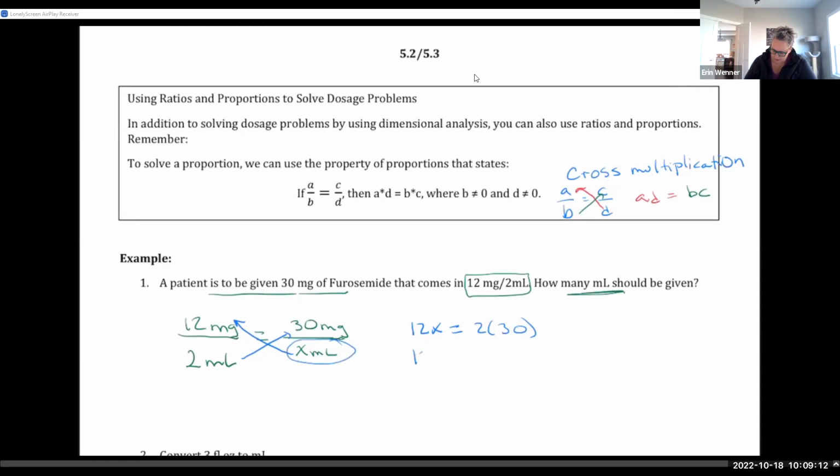So as we simplify, we're going to have 12x equals 2 times 30, which is going to be 60. We'll then divide both sides by 12, which will cancel these out, and x ends up 60 divided by 12 is going to give us 5. And we know that we're solving for milliliters, so our answer is going to be 5 milliliters.